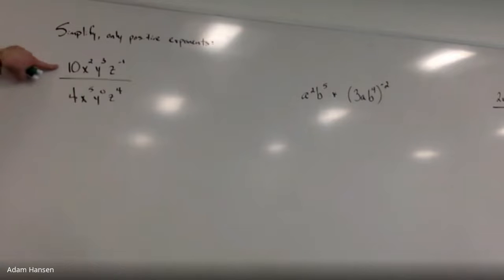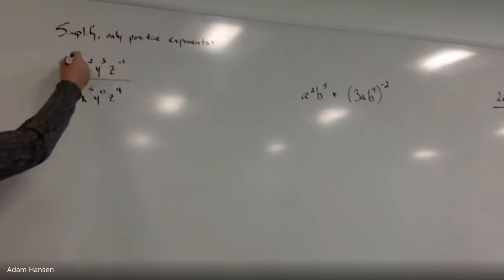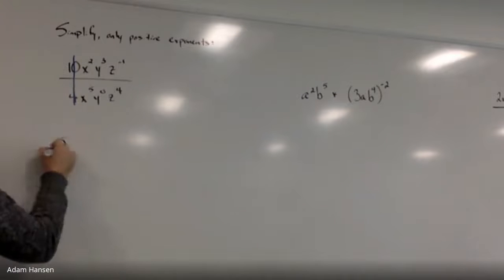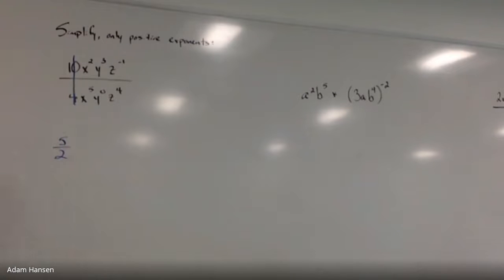For number 1, 10x squared y cubed z to the negative first divided by 4x to the fifth y to the 0 z to the fourth. Let's start working through these one at a time. 10 divided by 4, reduce that down. 5 over 2, very good. Now I have some exponents to work on.